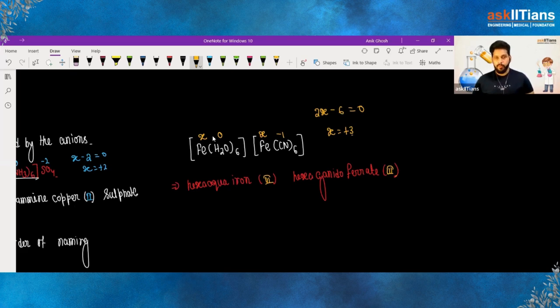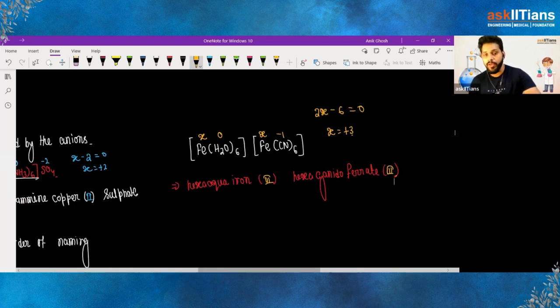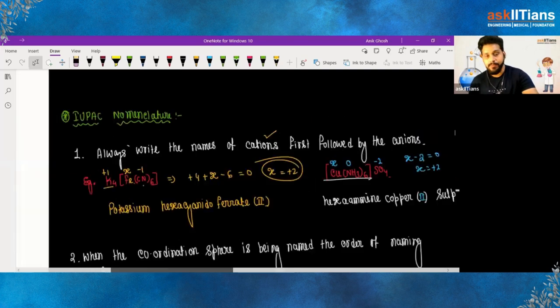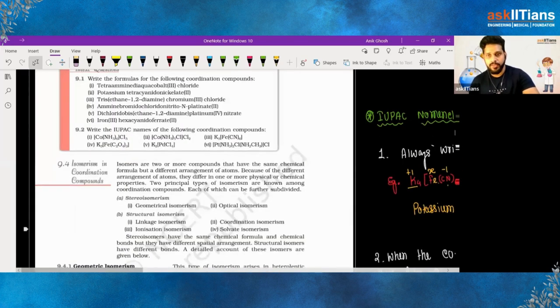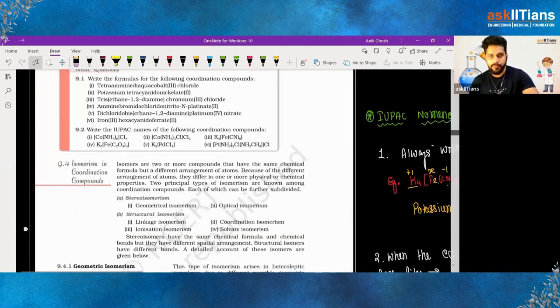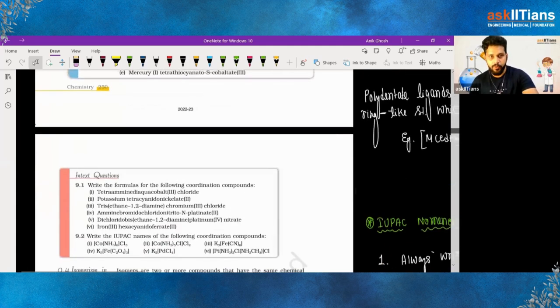No, I guess we have covered up all the cases here, right? That would be all of the cases. Now, guys, let's try to figure out the other way around. Let's say they have given you the names and you have to figure out the structures for this part.